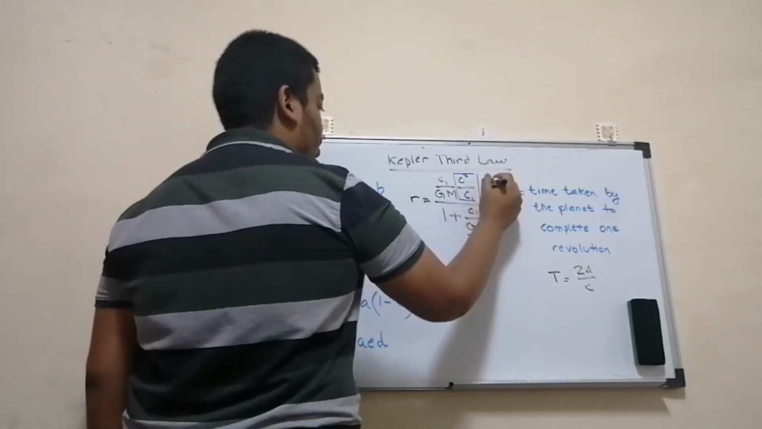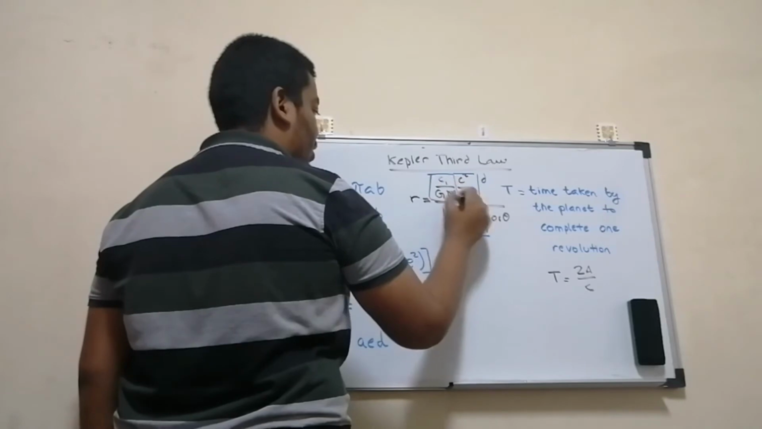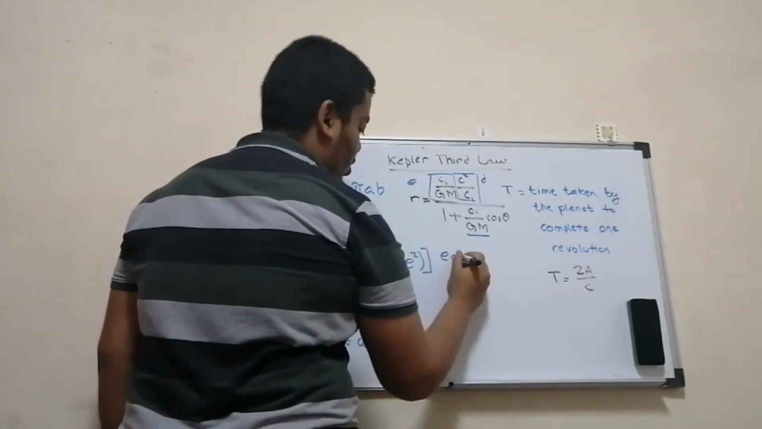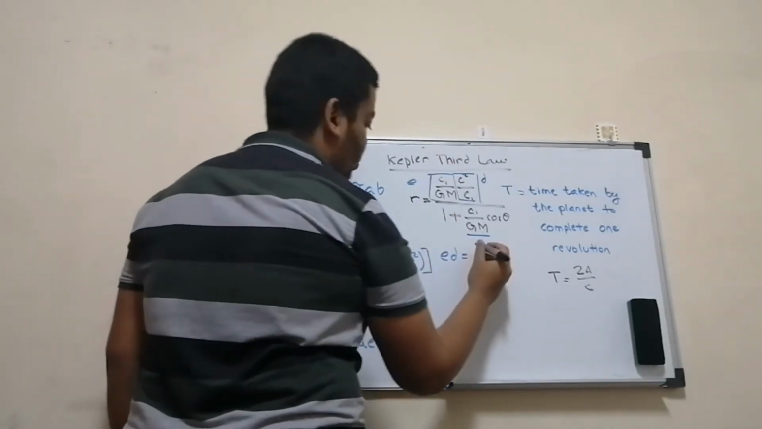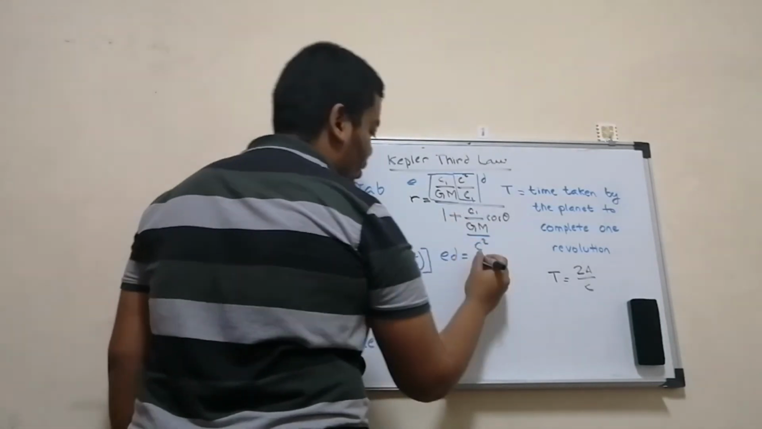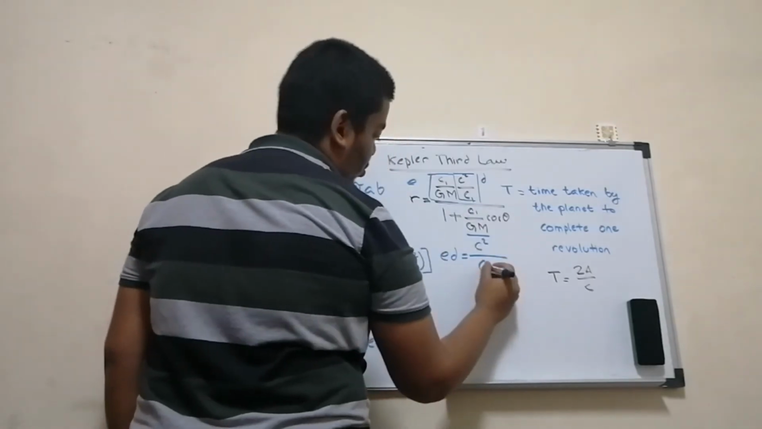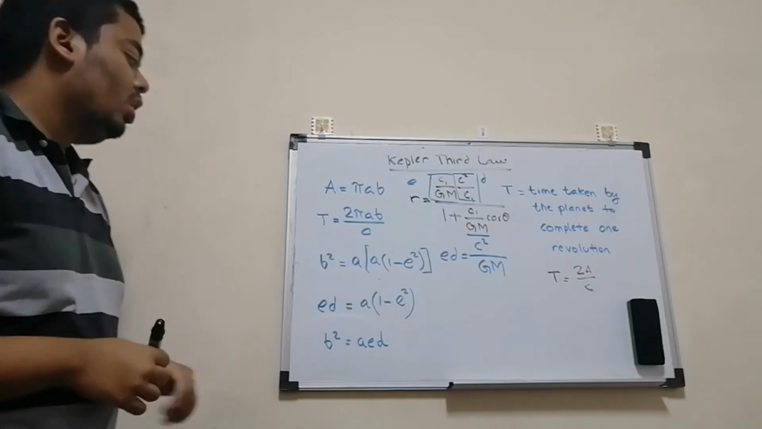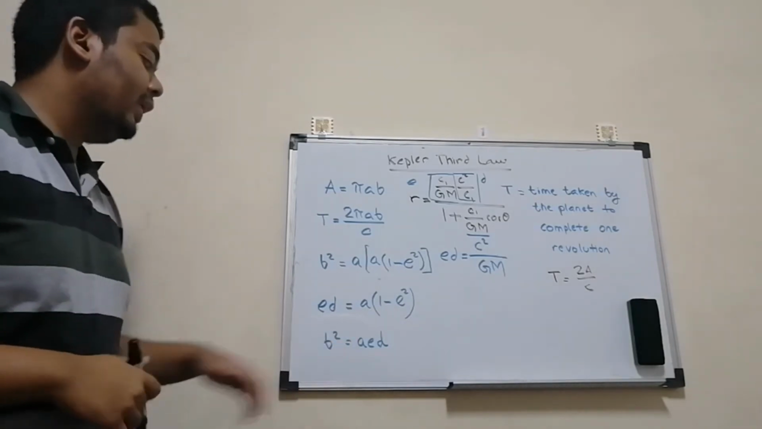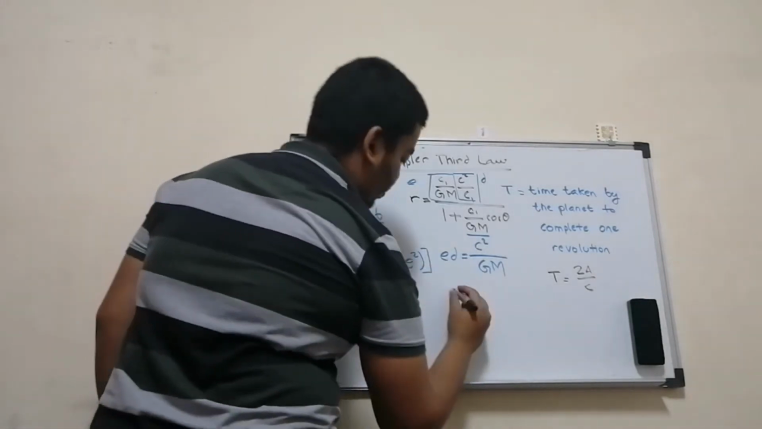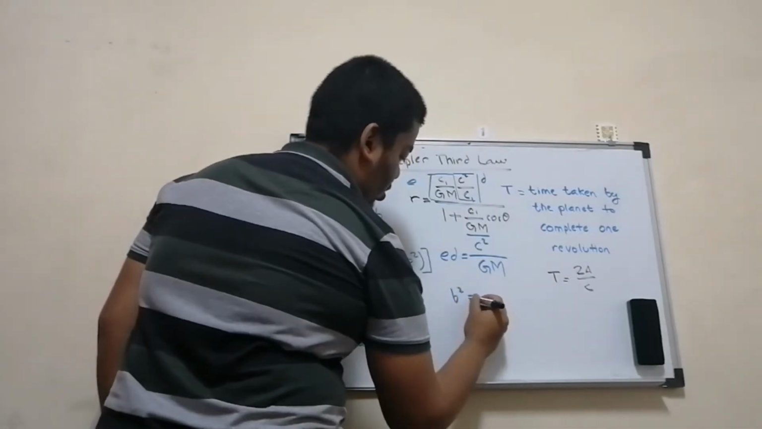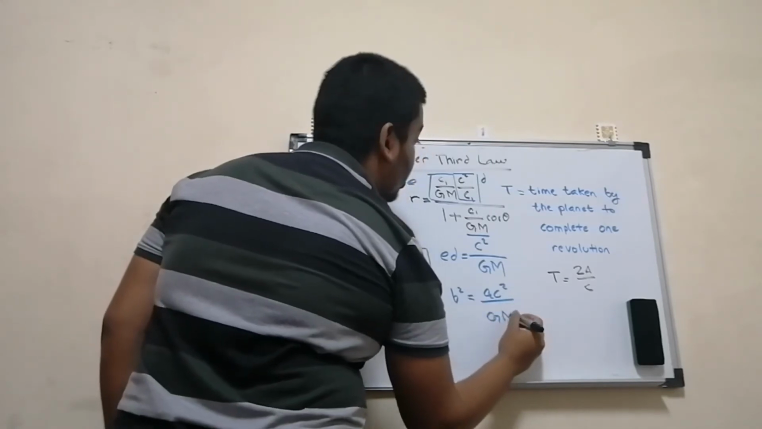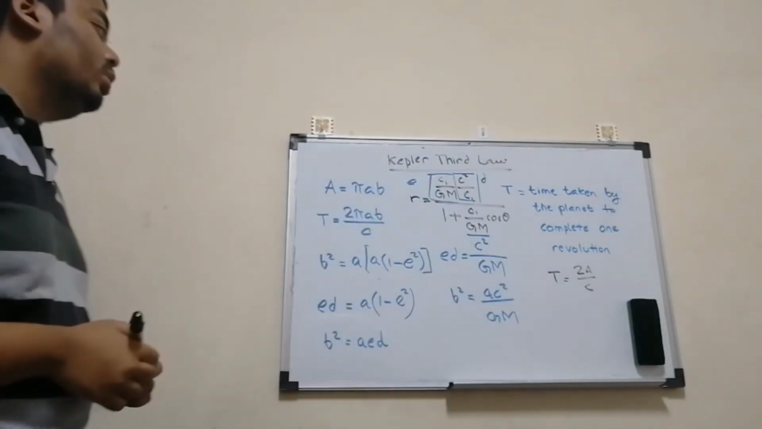This is D, and this is E. This is the eccentricity. Perfect. So ED from this part, for a planet, is given by c squared over GM. So when we have that here, I can replace b squared is equal to a c squared over GM. We got it here, perfect.